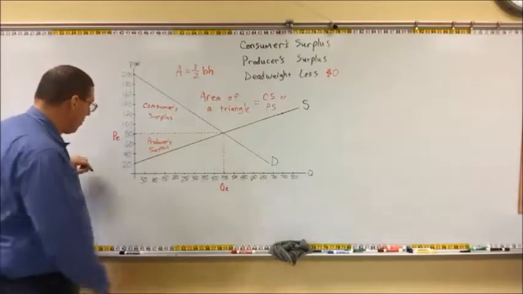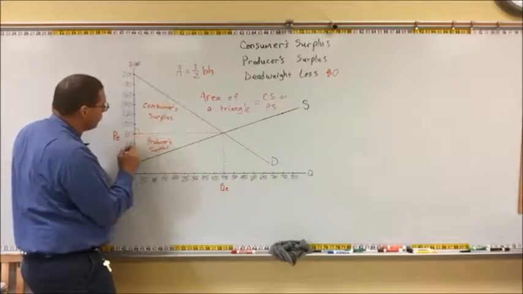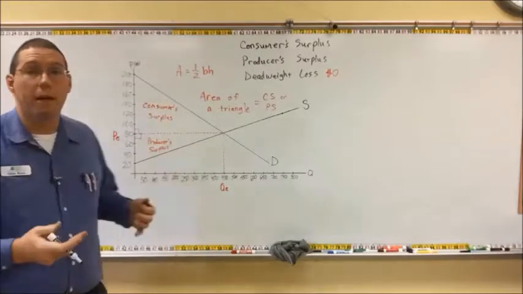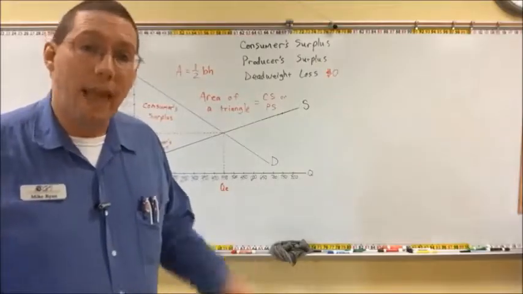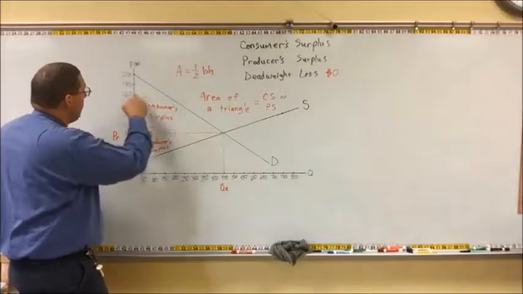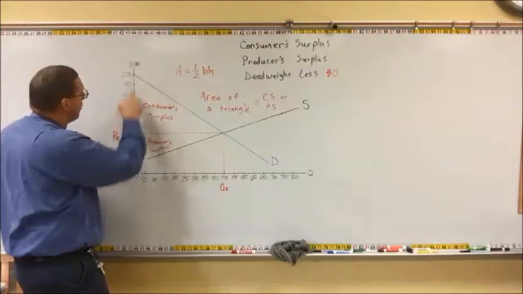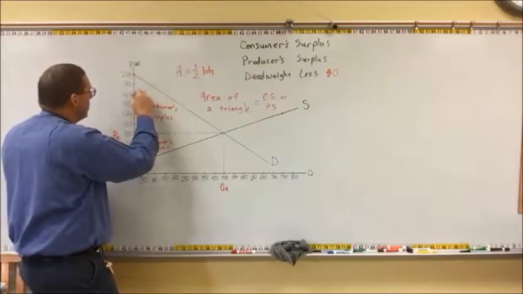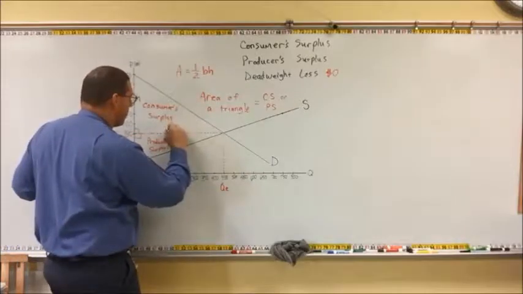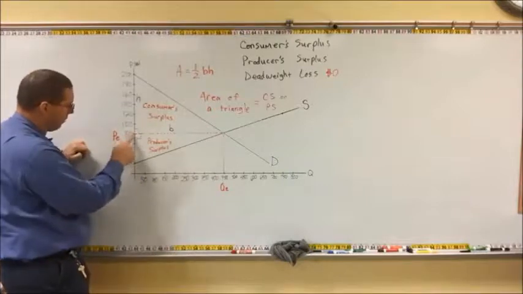Now, here's what I want you to notice: these two triangles are right triangles. That's a right triangle, and this one, the producer surplus, is also a right triangle. And in a right triangle, the legs of the triangle are the base and the height. So for the consumer surplus, this line right here, starting here and going up to here, is the height of the triangle. And the distance from here all the way over to here, that's the base of the triangle. Same thing for producer surplus. The height is the distance from here to here.